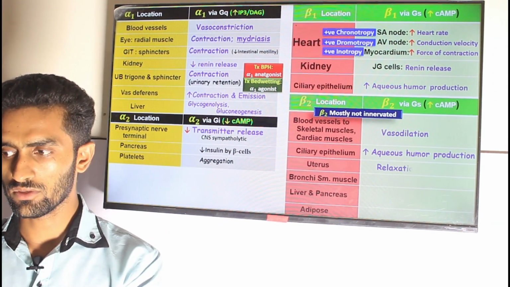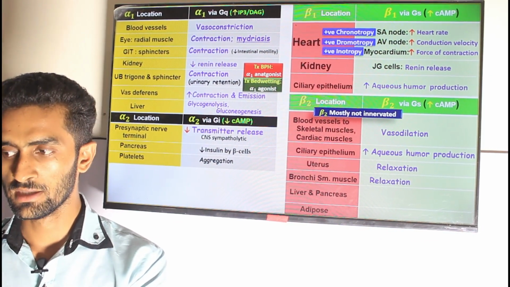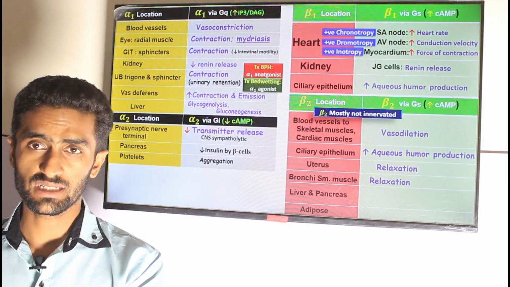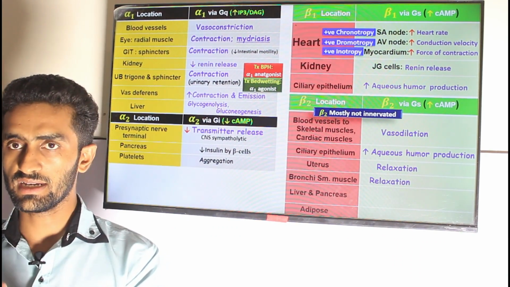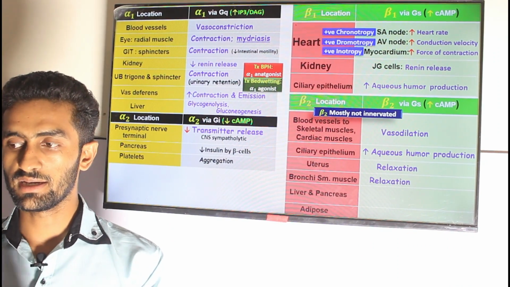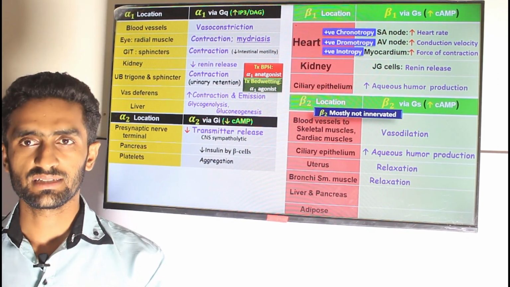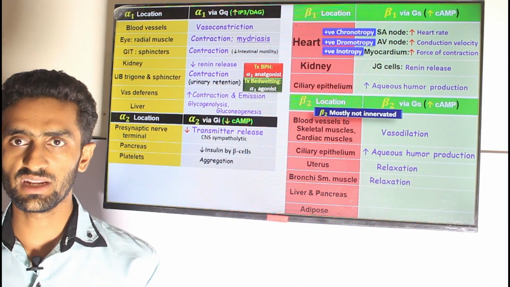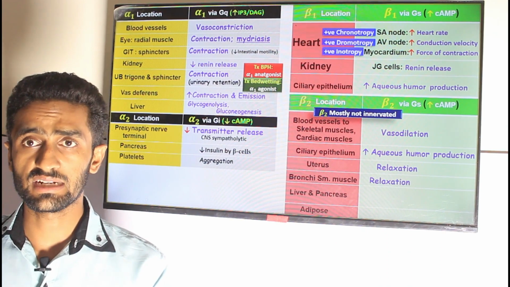In the uterus, of course, uterine relaxation; bronchial smooth muscle relaxation. This is important, especially in asthmatics, because they rely on this relaxation. If you inhibit this beta 2, what will happen in the asthmatic patient? They worsen the COPD condition or the asthma condition. So they cannot live without this relaxation.